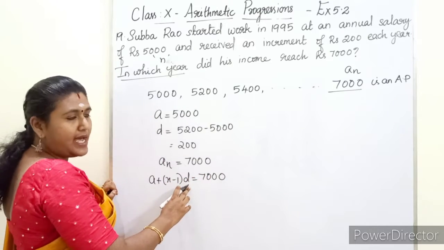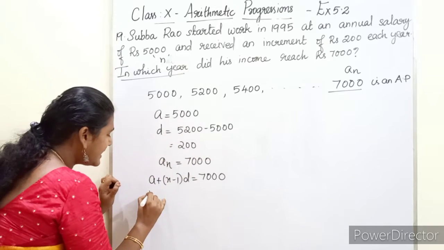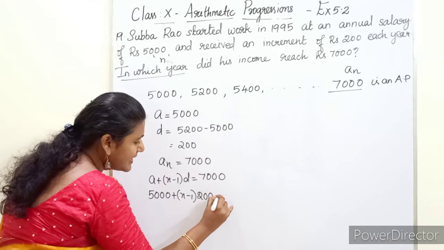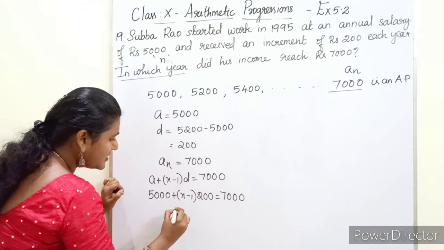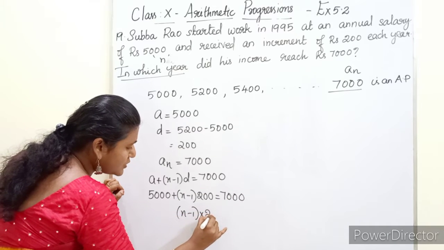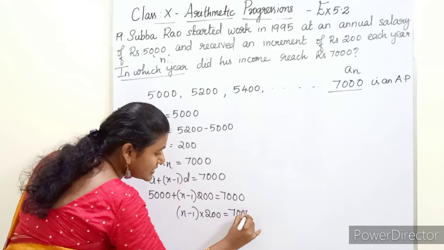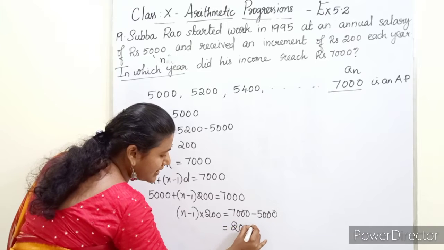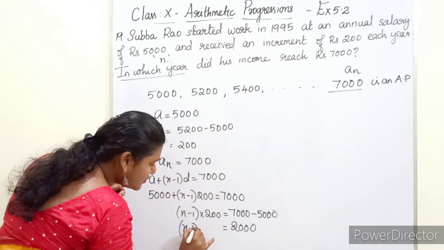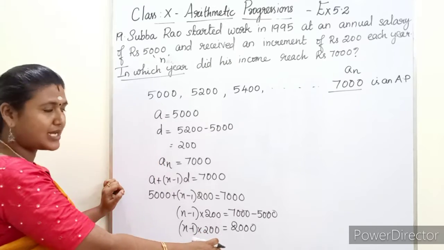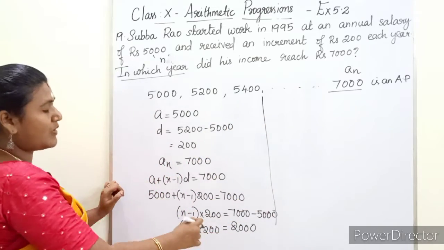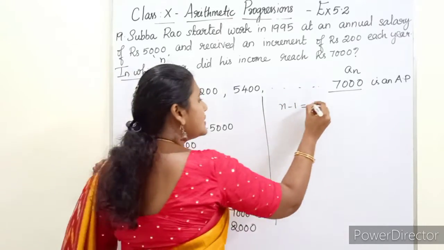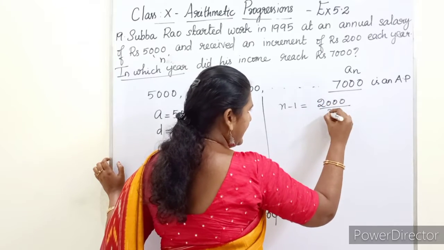Here in the place of A and D we will substitute these values, that is 5,000 plus n minus 1 into 200 is equal to 7,000. Now from this we will find out n minus 1 into 200 is equal to 7,000 minus 5,000. So 7,000 minus 5,000 is 2,000. So n minus 1 into 200 is equal to 2,000. From this we will find out n minus 1 value. So n minus 1 is equal to 2,000 divided by 200.